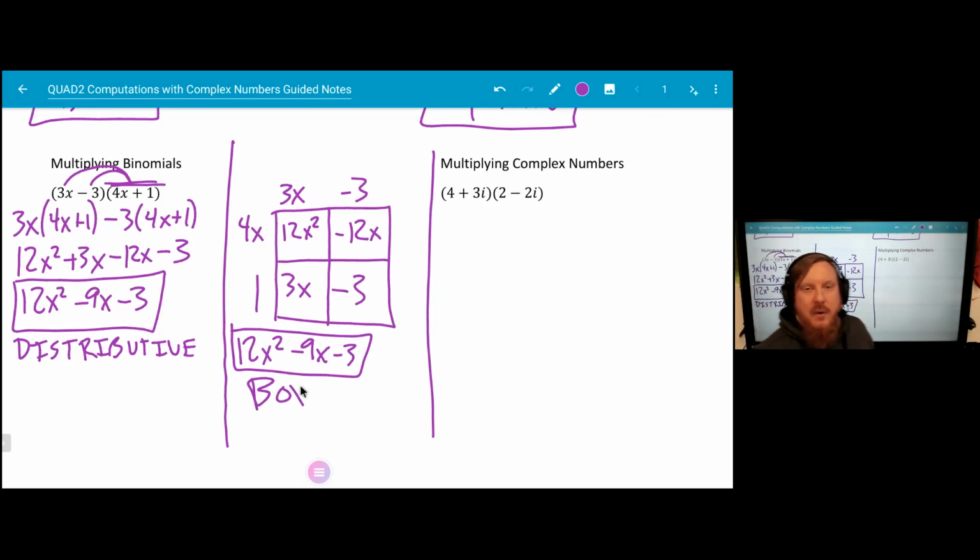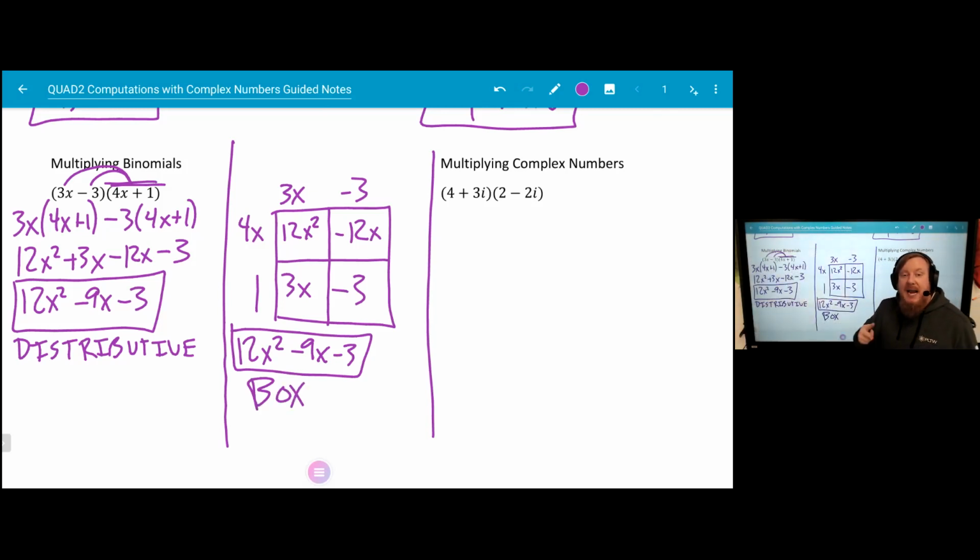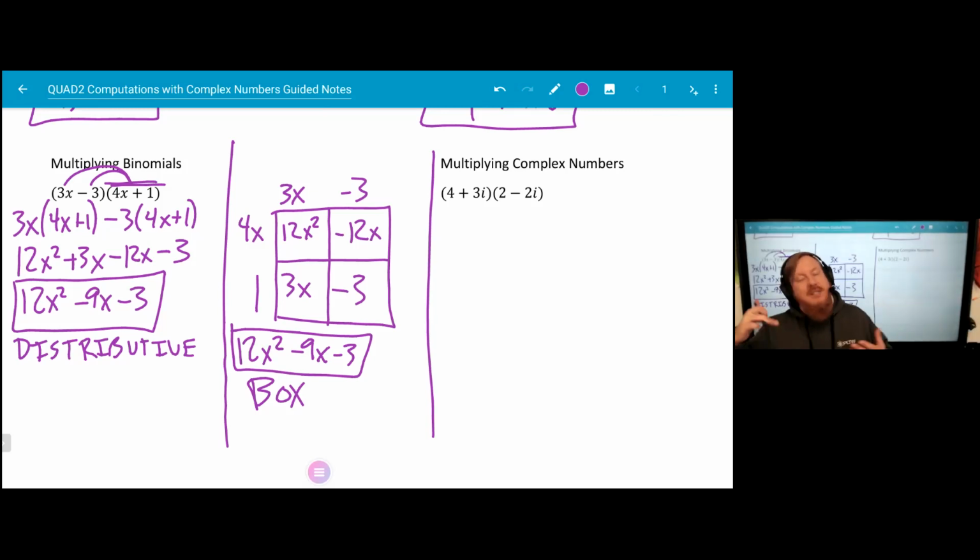Something else I want to point out real quick: when I multiply two binomials together, not complex numbers, I end up with a trinomial. Tri meaning three, nomial still meaning terms, 3 terms. Keep that in mind because that's going to be interesting in just a second.